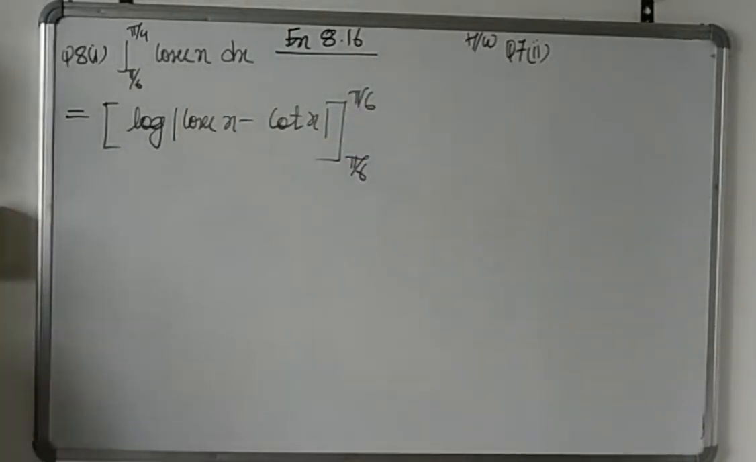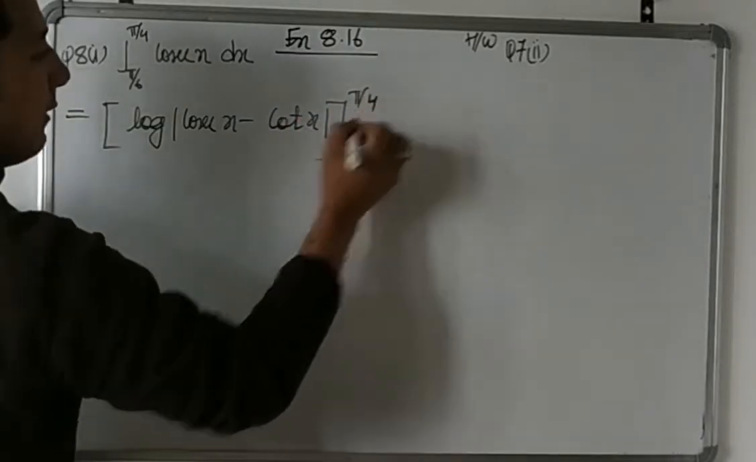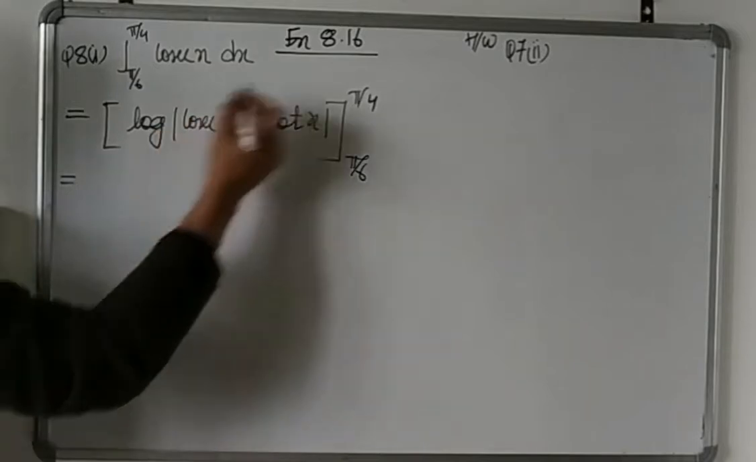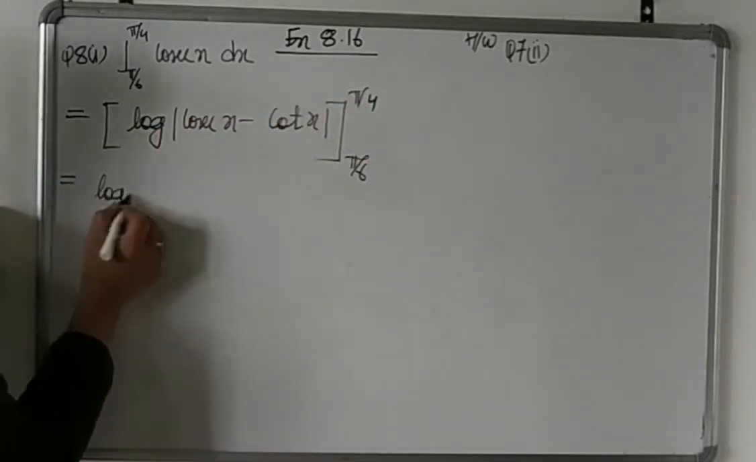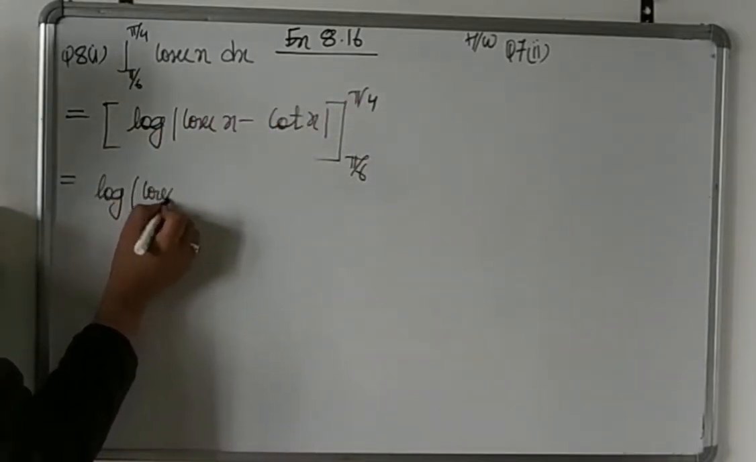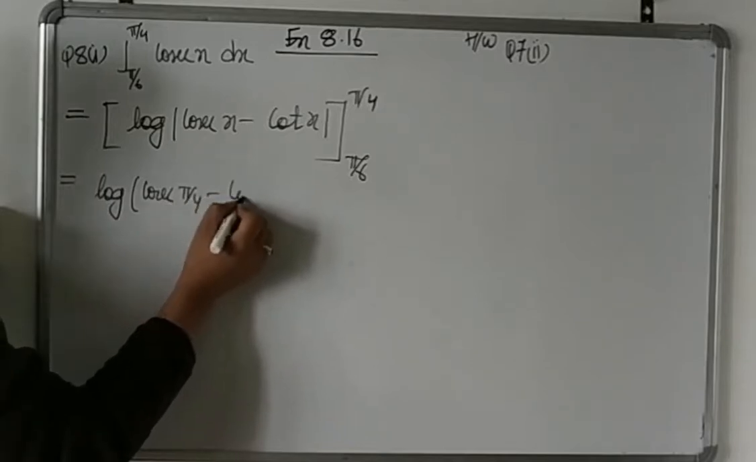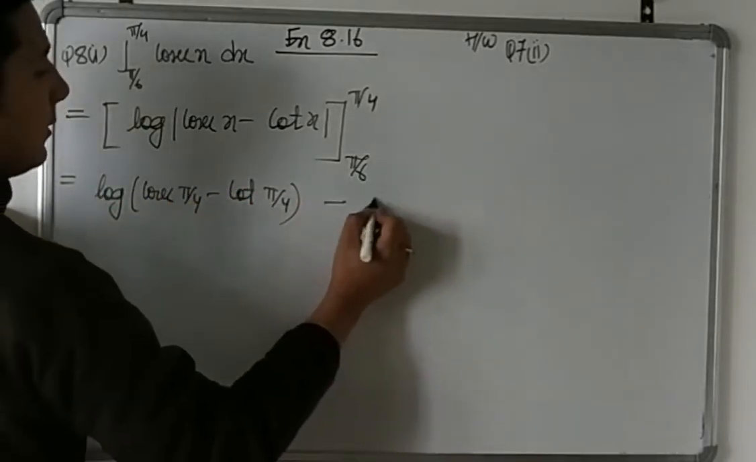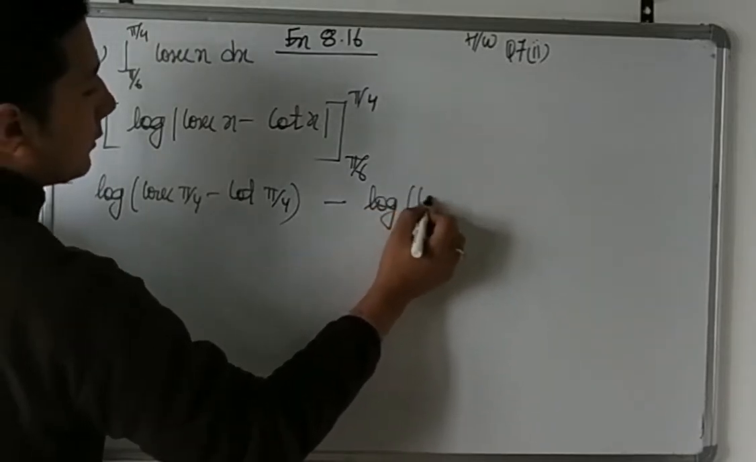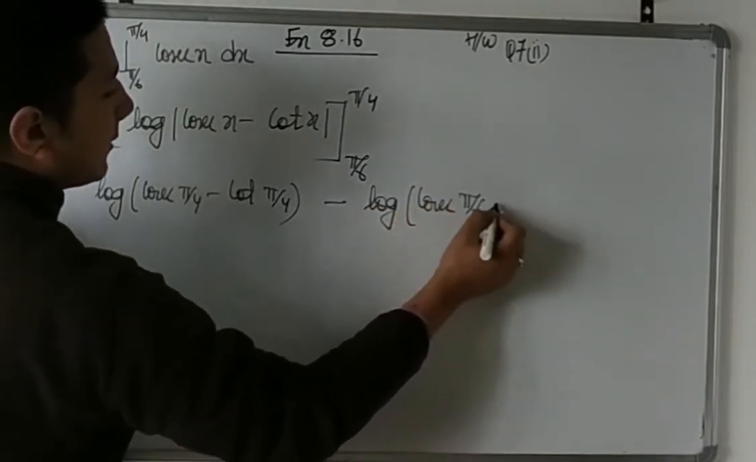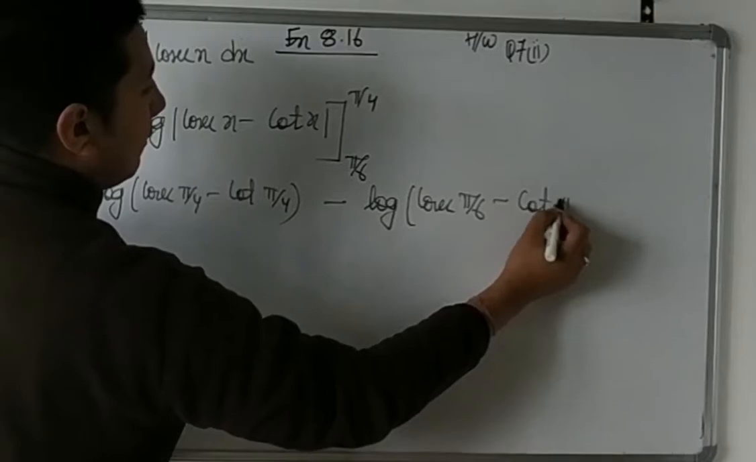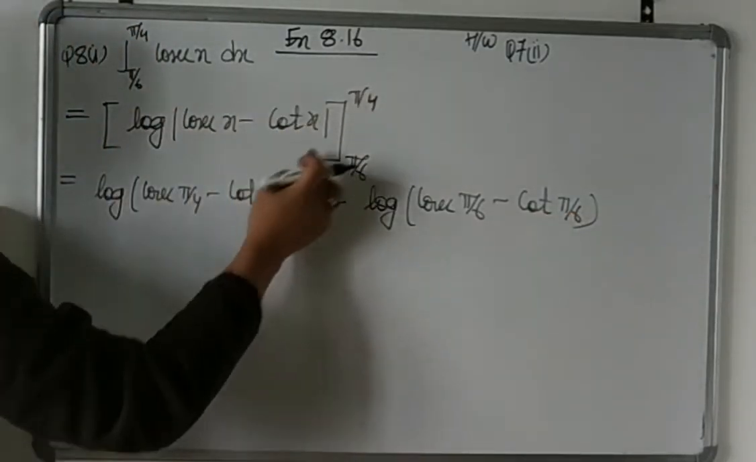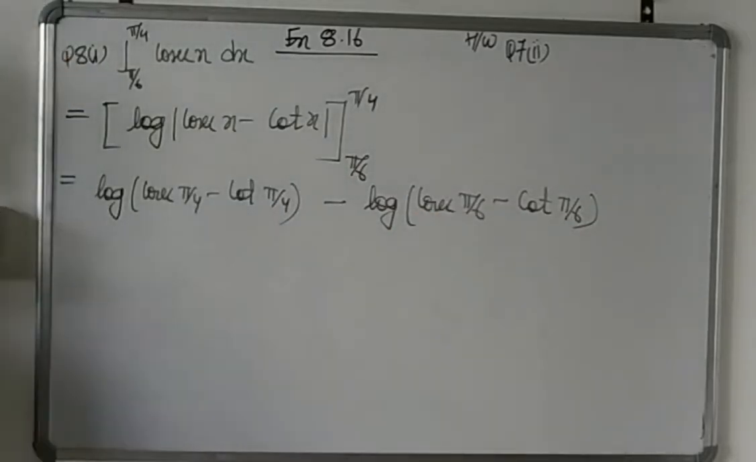Remember, pi by 6 is 30 degree and pi by 4 means 45 degree. So put the upper limit minus lower limit, finished. So therefore we'll put the upper limit first, log of cosec pi by 4 minus cot pi by 4, and minus log of cosec pi by 6 minus cot pi by 6. So we are only doing upper limit minus lower limit.